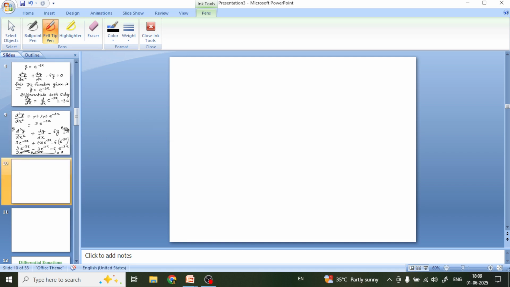Some basic formulas I will discuss. First formula is, if you have given x dy plus y dx, that should be equal to d(xy). How?